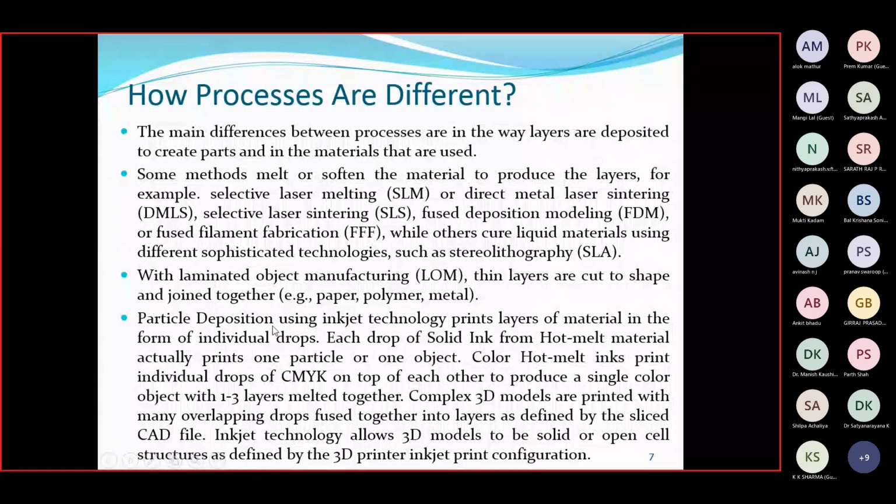Then we have inkjet technology also. So particle deposition using inkjet technology. How they do it is drop by drop. The material here is known as ink, the solid ink from the hot melted material. They will take the material, melt it a little bit, and that melted material will be used as ink. Then they will drop that melted material on single points wherever it is needed. And in this there is a very good concept that color can be used. So colored 3D models can be produced with these particle deposition inkjet techniques. So this one is very much used.